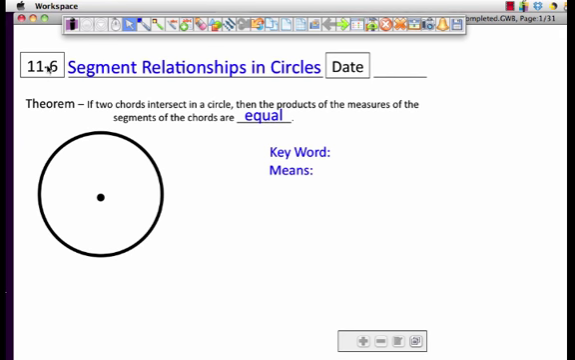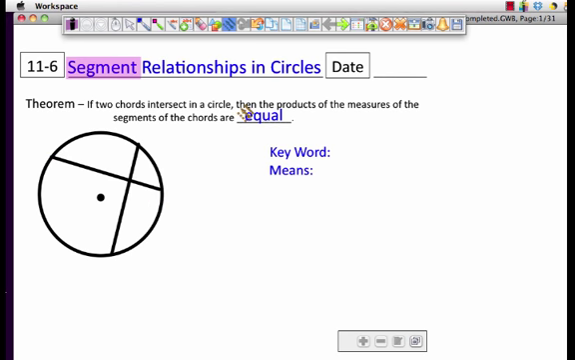Okay, and here we are at 11-6, our last section of the chapter, also our last section of the year. Segment relationships in circles. So this first one says if two chords intersect in a circle, let's draw that. Two chords that intersect inside the circle. Here's one chord, here's another one.